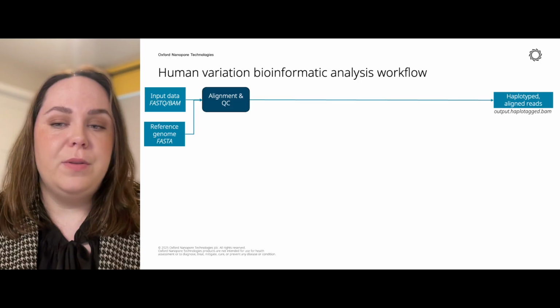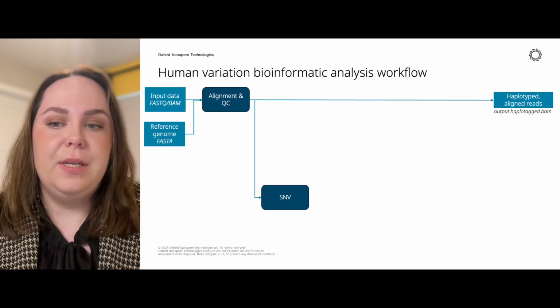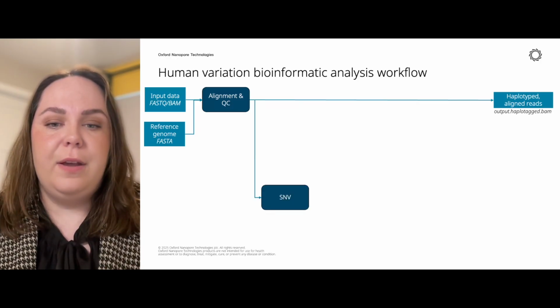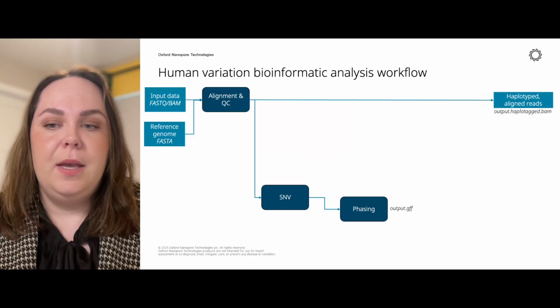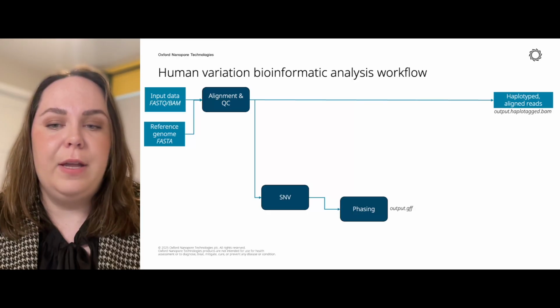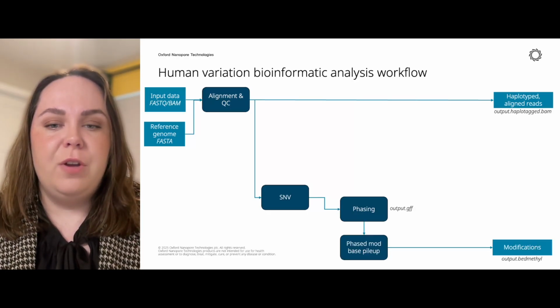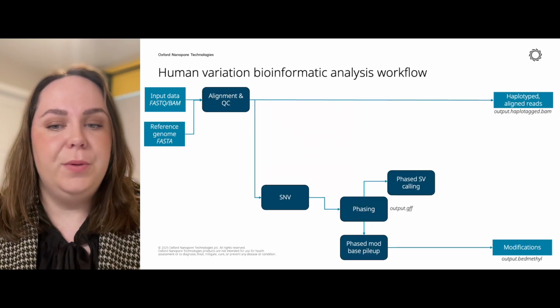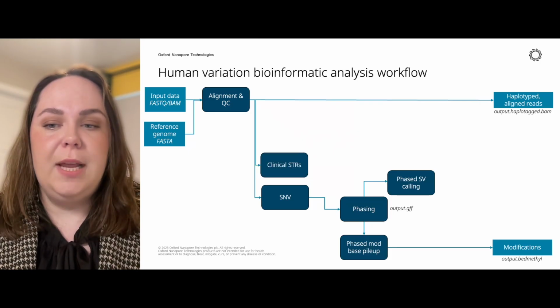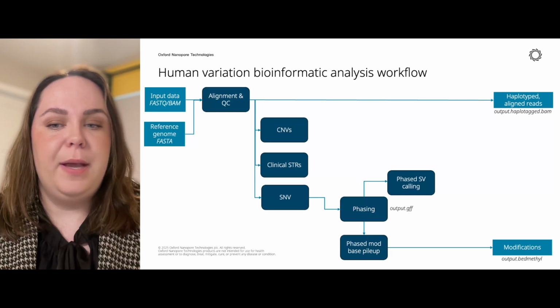The workflow uses Clair3 to call single nucleotide variants. These variants are used to phase reads with WhatsHap and call haplotypes. The phase blocks are used to establish haplotyping of all other variants, including modifications. Following phasing, structural variants are called by Sniffles2. Further, short tandem repeats are called with Straglr, and copy number variants are called by Spectre.